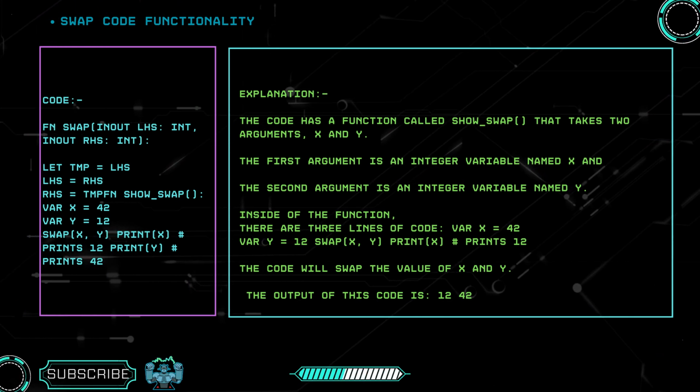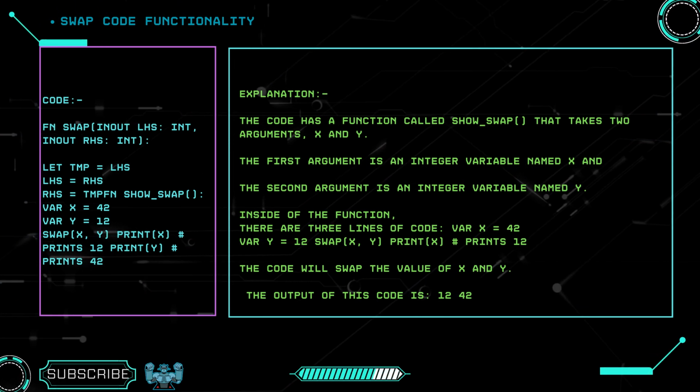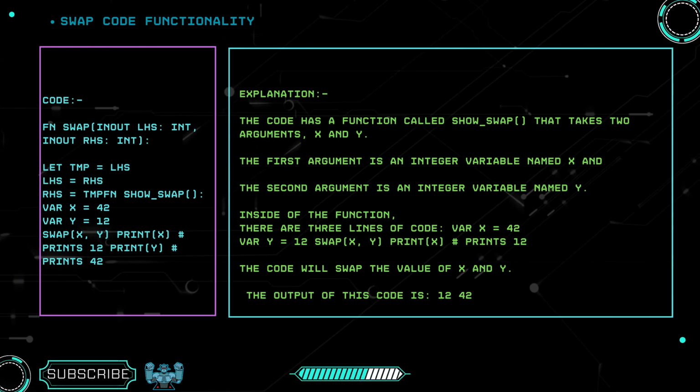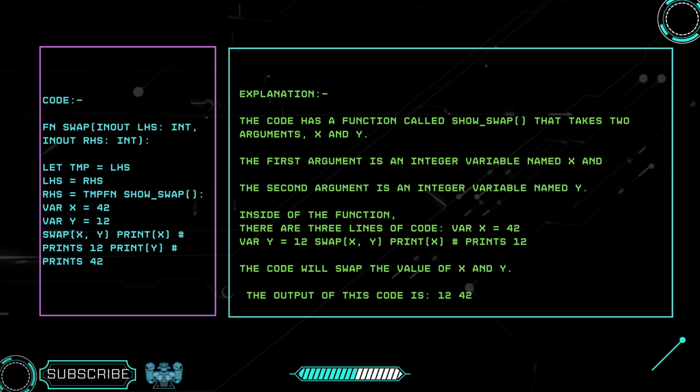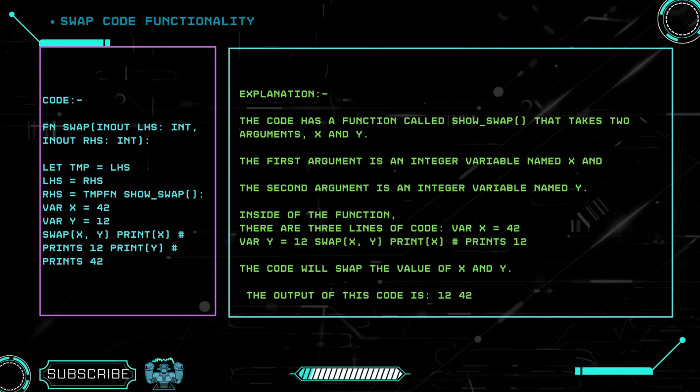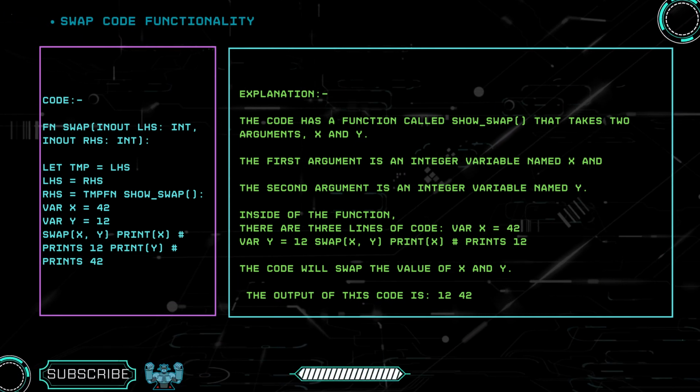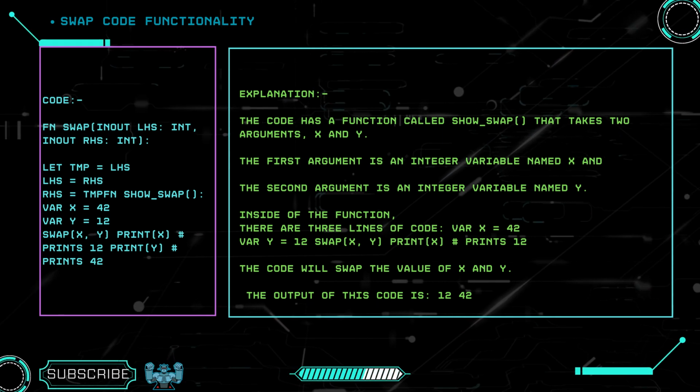Inside of the function, there are 3 lines of code: var x equals 42, var y equals 12, swap(x, y), print(x) prints 12. The code will swap the value of x and y. The output of this code is 12 42.